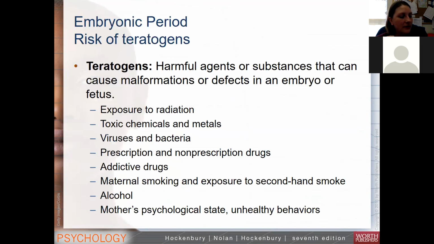And so what happens is if you as a pregnant woman are exposed to something that's harmful, and we call these teratogens, a harmful agent, a harmful substance, during this period of time, there is an increased risk of the embryo and then later fetus becoming malformed or defective. You have to be really careful during this time because it's especially vulnerable. This is when the cells are forming and the brain is forming really from scratch, right?